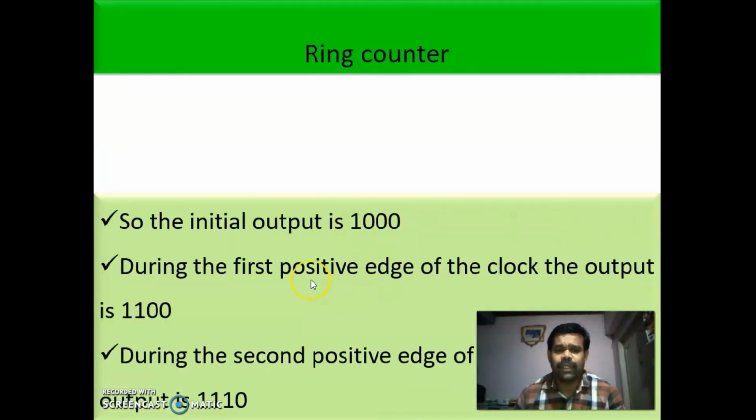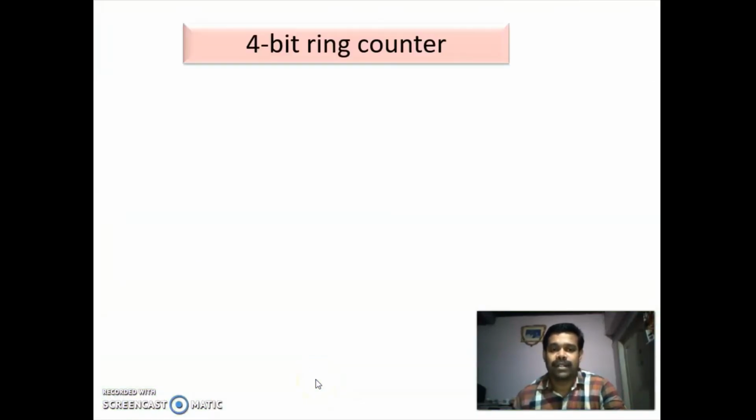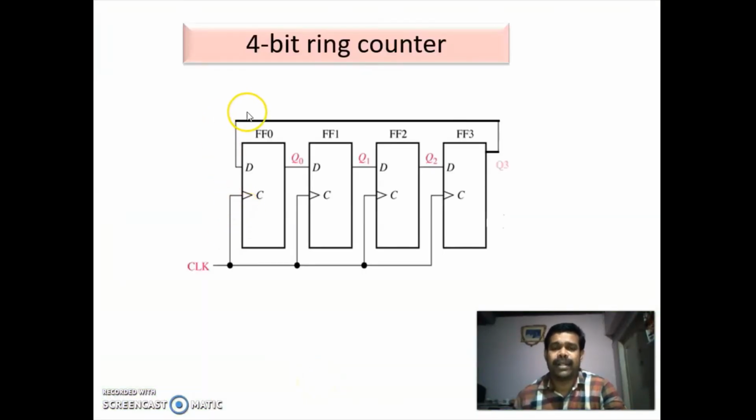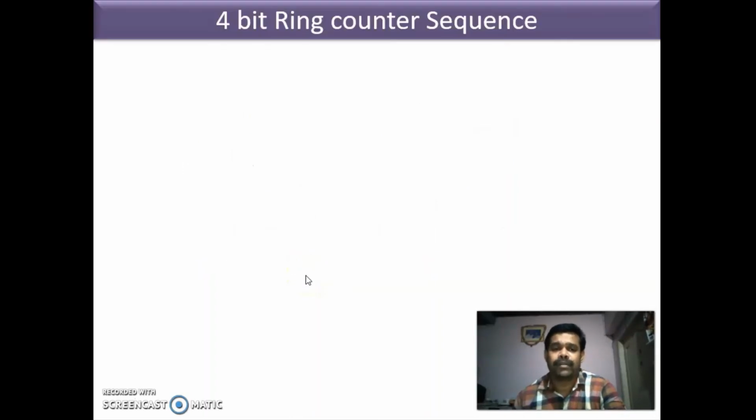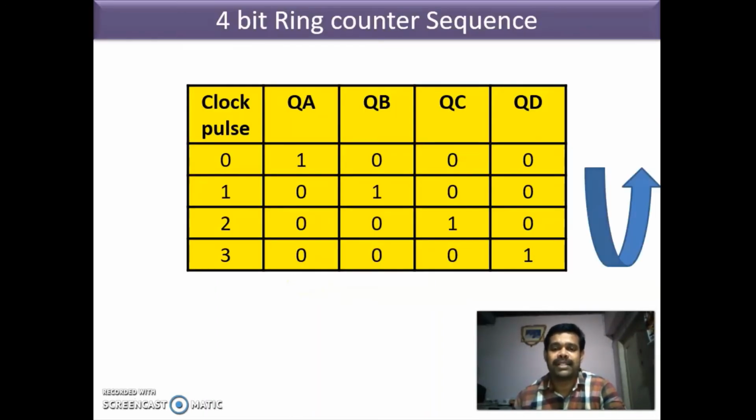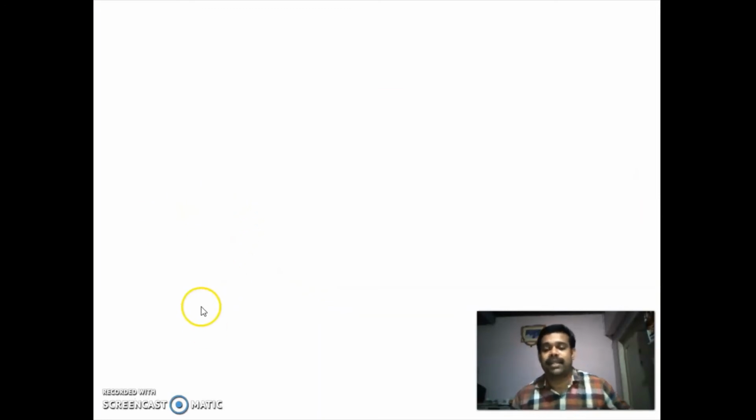0. Then during the first positive edge of the clock, the output will be 1100, then 1110, and so on, like that. This is a 4-bit ring counter. We are connecting the Q output to the input, and we are making the output of the first flip-flop 1. So this is the sequence. Okay, this is the ring counter.